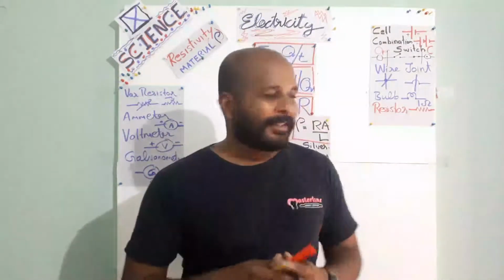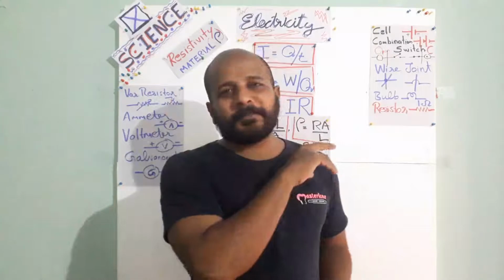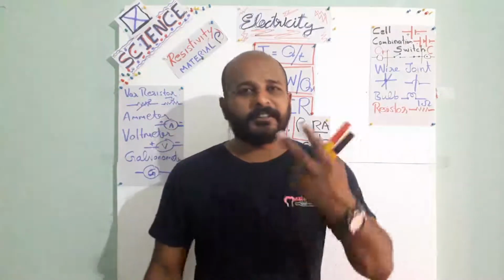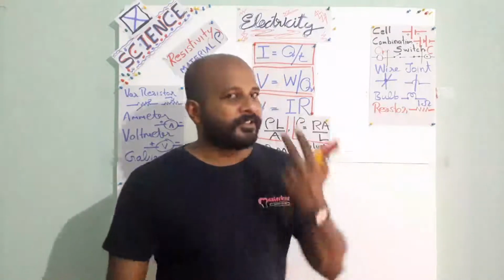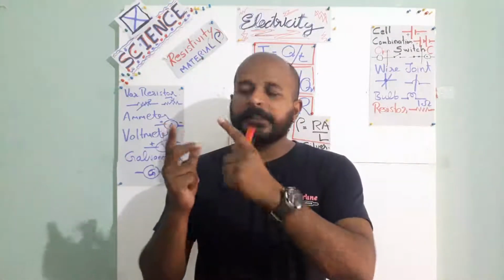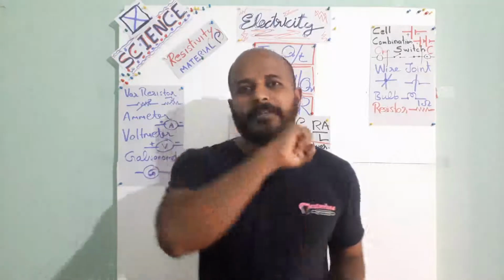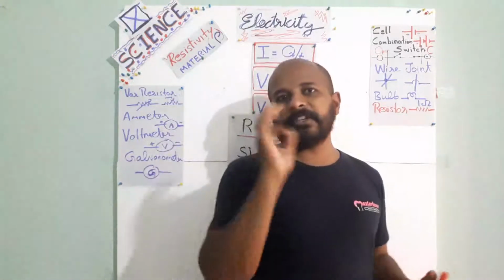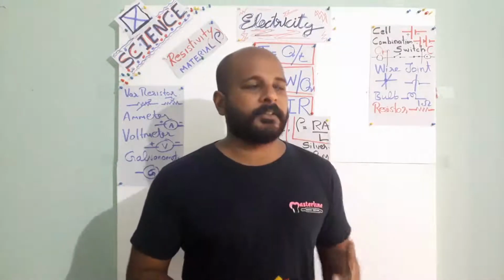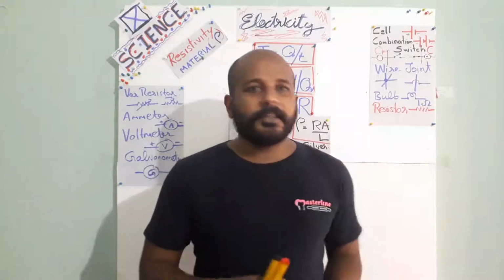Just imagine that resistivity does not depend upon length or area. It depends only upon the material it is made of. But resistance depends upon length, area of cross section, material it is made of, and temperature. Resistivity in extreme cases is also temperature dependent. Understand? In extreme cases. But that you are not studying in 10th standard.